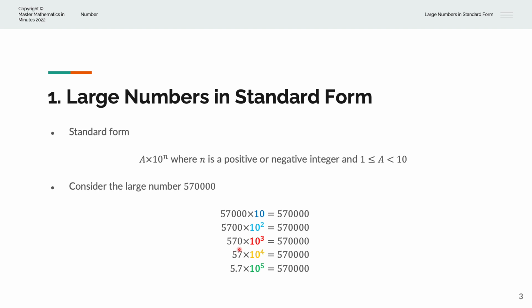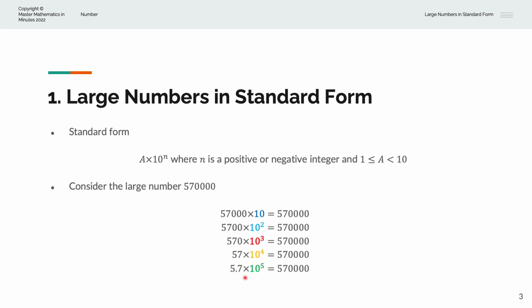And similarly, 570 is basically 570.0. So we can move the decimal 1 digit to the left, and that becomes 57. And we need to multiply by 10 to the power of 4 to bring back 4 zeros. So 57 is basically 57.0. So we can move the decimal 1 digit to the left, and that becomes 5.7 times 10 to the power of 5 to bring back 4 zeros.